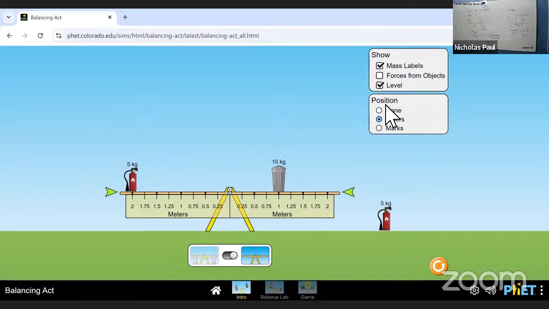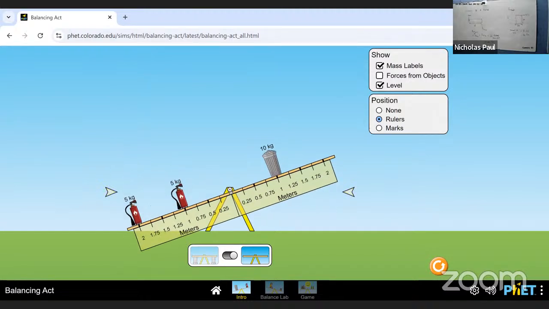Let me make it slightly more complicated. Tell me where to put that. I want to balance the red fire extinguisher with the dustbin. Where do I put them? Anybody can move it around actually. Where do I put the red one and where do I put the trash can so that it's balanced? Think about it. If you think you have it, I'll bring your mouse here.